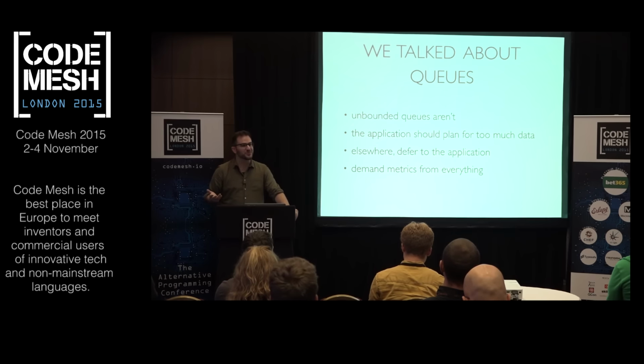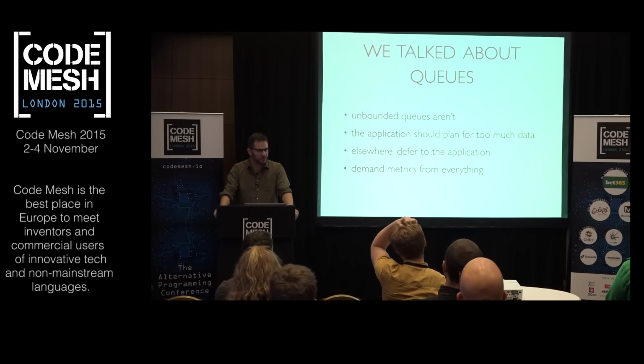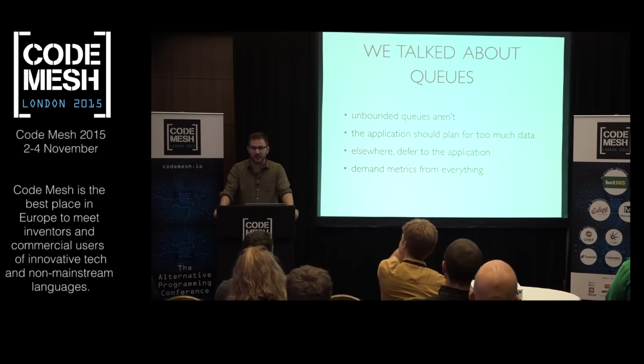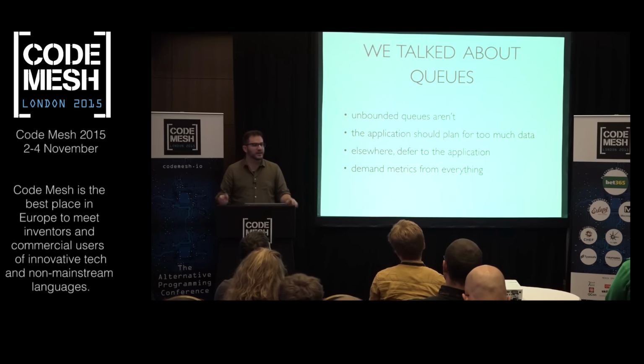And so we talked about queues. And one thing that we learned is that unbounded queues aren't unbounded. They're just bounded by something that we have failed to define. And when we're building an application, we should always plan for too much data. We should never allow our queues to grow without bound. But where we're not defining a particular application, we should try to be as generic as we can. And that means applying back pressure, leaving the choice up to someone else.